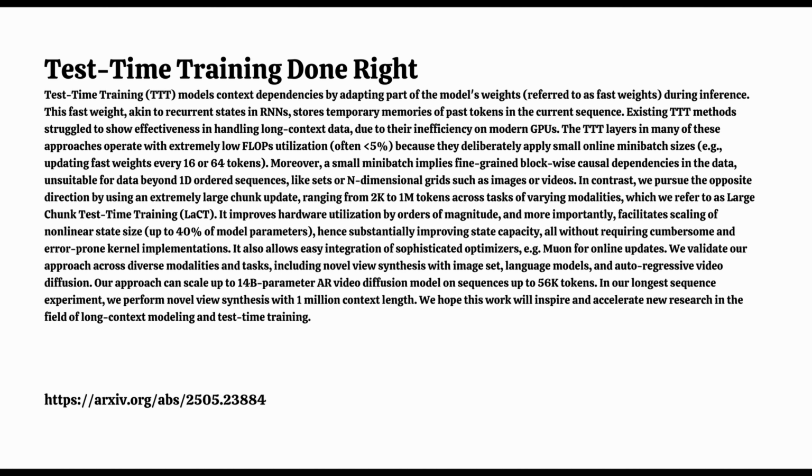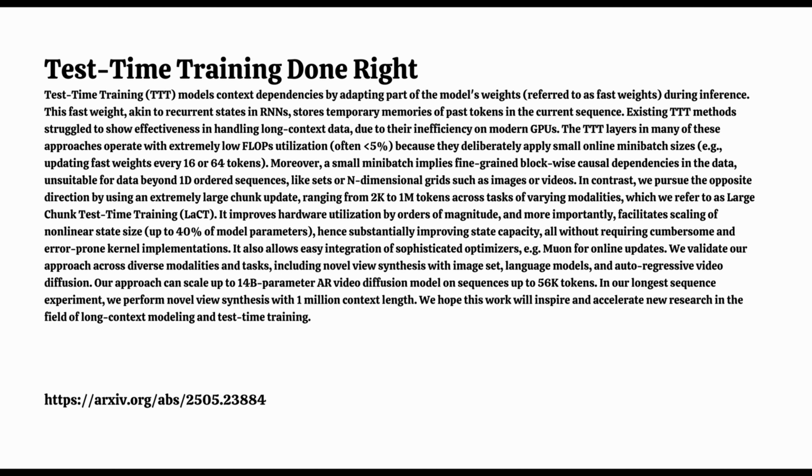And there's another angle. That small batch approach implies this very fine-grained, almost token-by-token causal dependency. That doesn't map well to data like images or videos, which have 2D or 3D structure, or even just sets of things. Implementing that efficiently, especially with complex fast weights, is just technically tough. Okay, so the old way was like processing tiny steps, which GPUs aren't really built for. And this paper's LaCT approach goes the opposite direction with really big chunks.